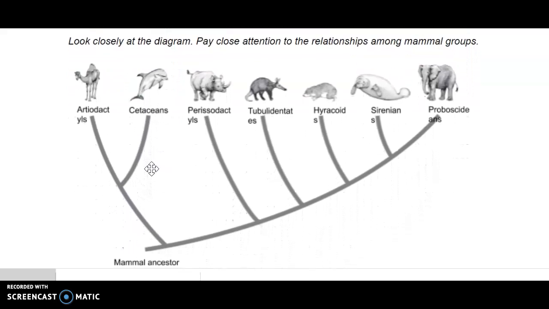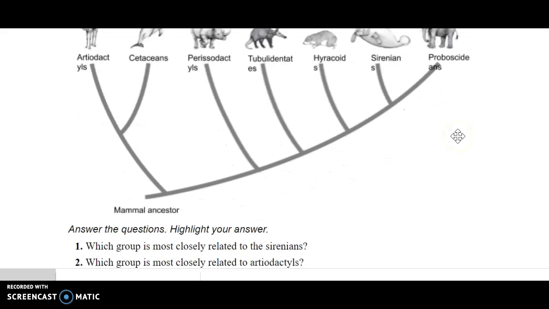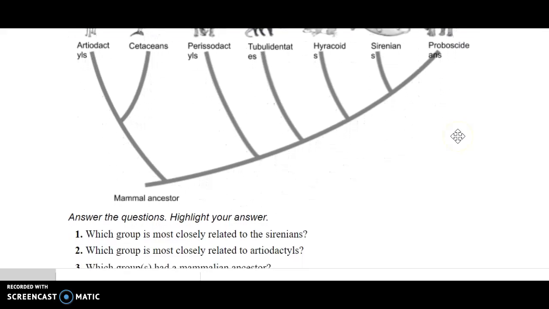So there's another one of those cladograms that we've been looking at. So they had a mammal ancestor, and then we branched off, and we have camels here, and porpoises there, and rhinoceros, and I believe that's an anteater, and a hyrax, and a manatee, and an elephant. And it says, answer the questions, highlight your answers.